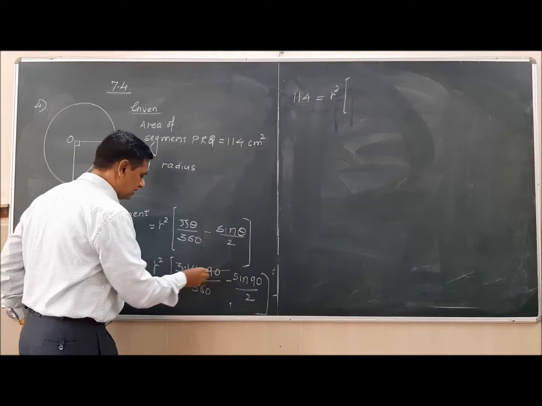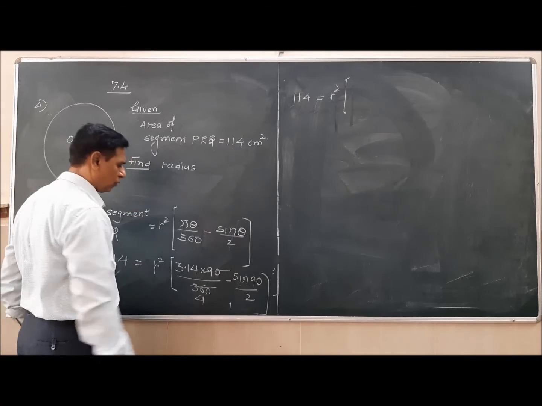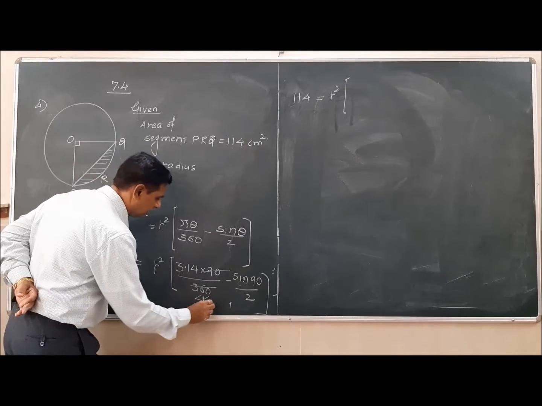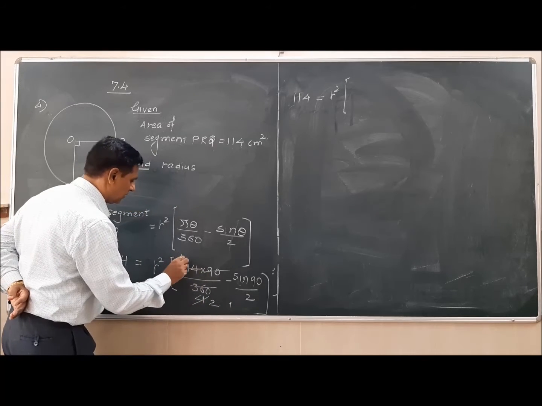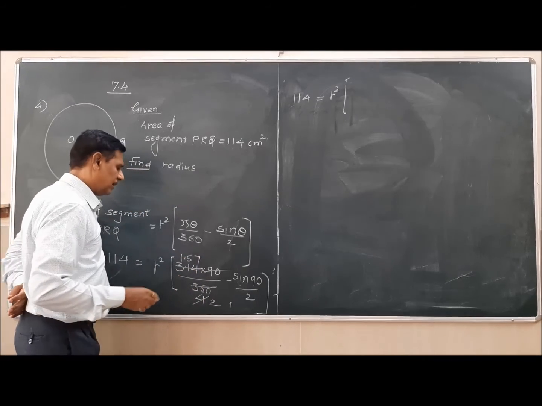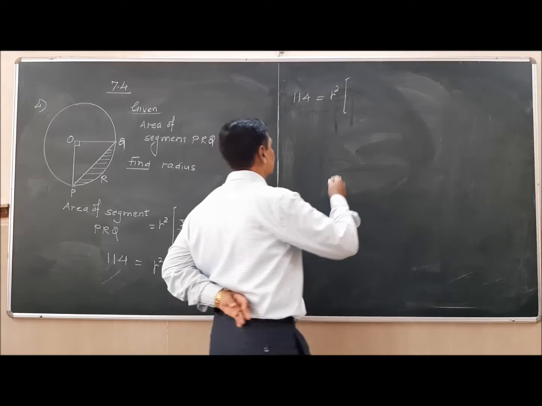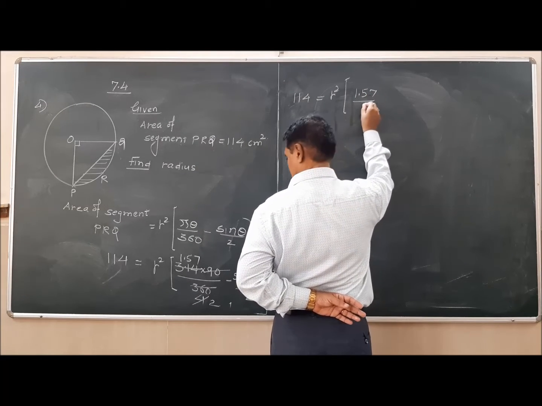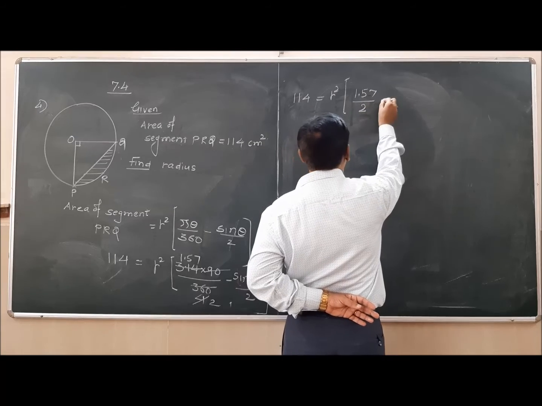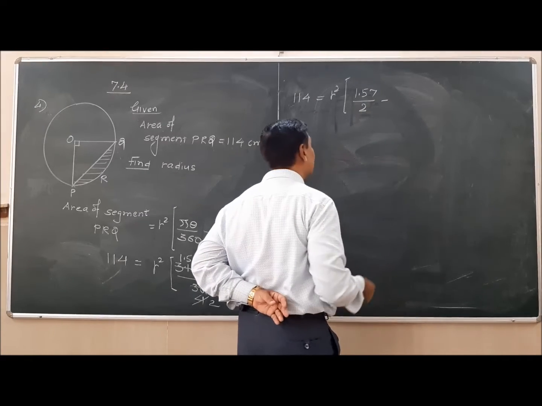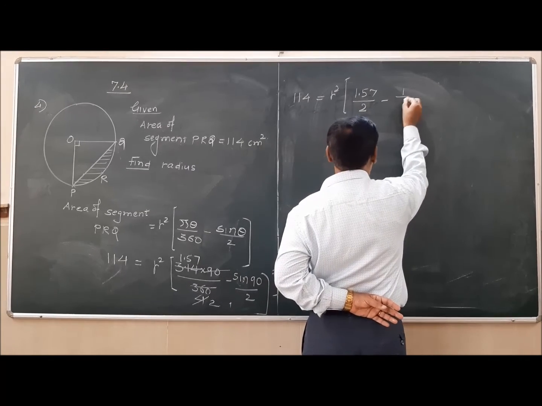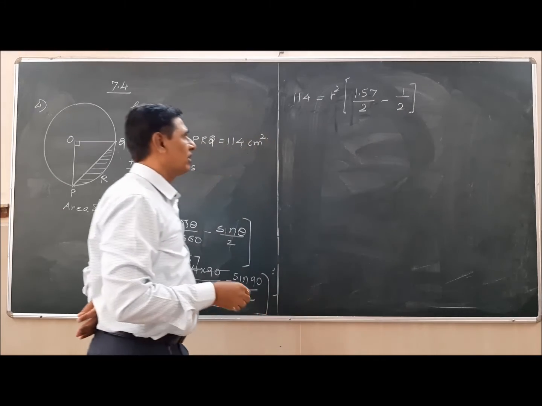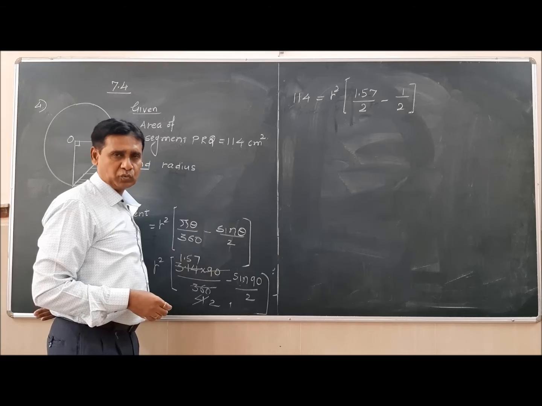90 fold of 360, so here 4. 3.14 and 4 are also divisible: 2 2s are 4, here 1.57. So in this case I will get 1.57 upon 2 minus sin 90. Sin 90 is 1 upon 2. So this is our 1.57 minus 1 upon 2.